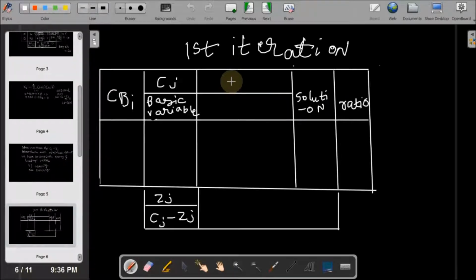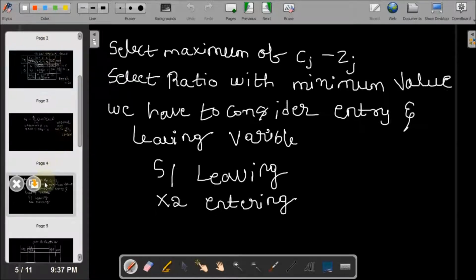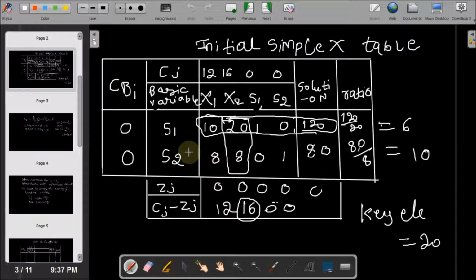See, the first iteration is the initial simplex table. Before calculating the next iteration, one more important thing you have to know: one variable is leaving and one variable is entering. Here S1 is leaving and X2 is entering. Don't get confused. S1 is leaving, X2 is entering.